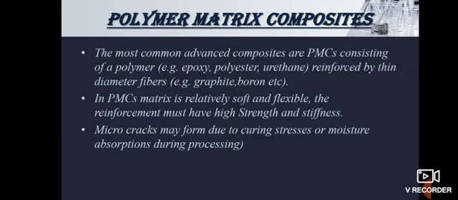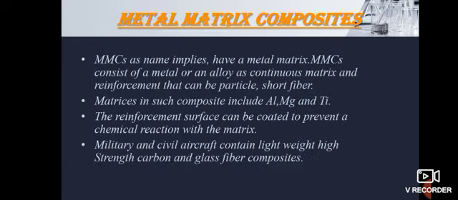Polymer matrix composites. The most common advanced composites are polymer matrix composites, consisting of a polymer which may be epoxy, polyester, urethane, reinforced by thin diameter fibers, which may be graphite, boron, etc. In polymer matrix composites, matrix is relatively soft and flexible. The reinforcement must have high strength and stiffness. Microcracks may form due to curing stresses or moisture absorption during processing.